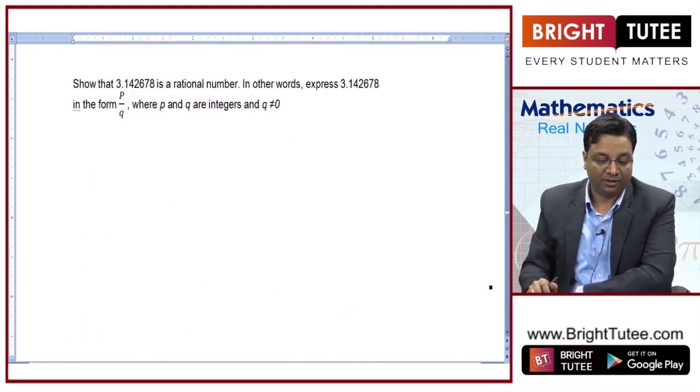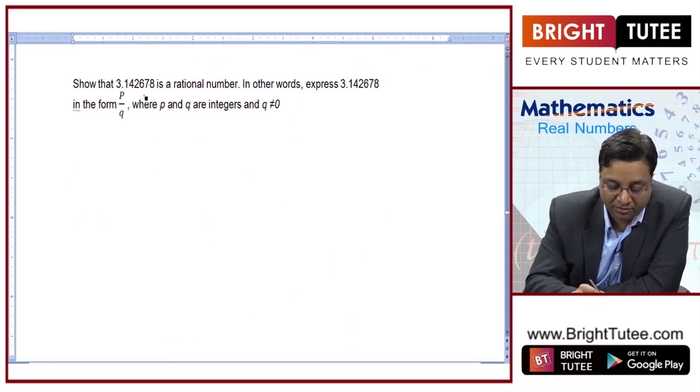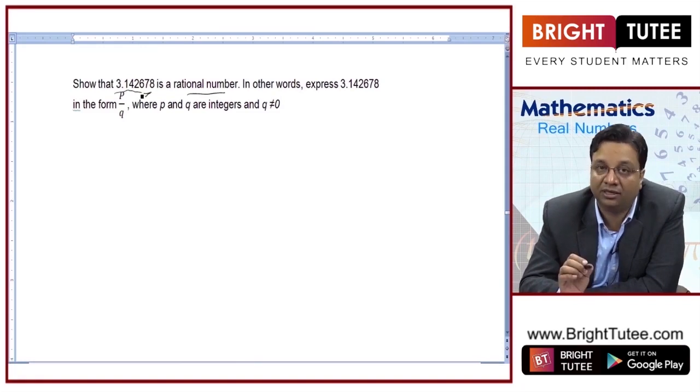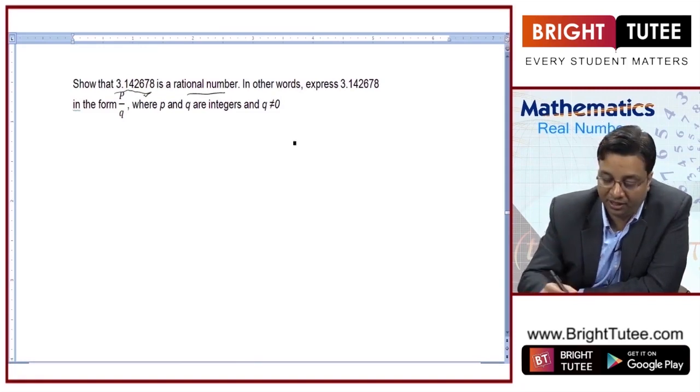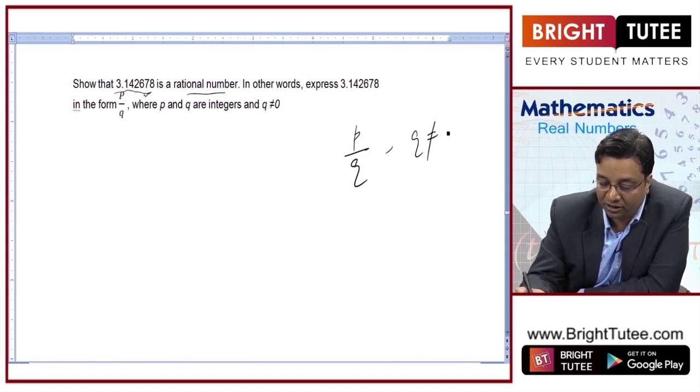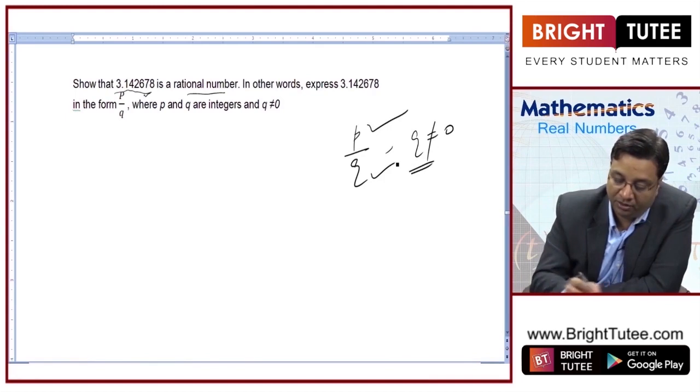Now let us look at this number. Show that this number is a rational number. Now you look at this number, this is a terminating type of decimal expansion. It terminated after 6 digits. So it definitely is a rational number. To show it to be a rational number, I need to write it in P by Q form, right? Every rational number can be written in P by Q form, where Q is not equal to 0 and P and Q are integers.